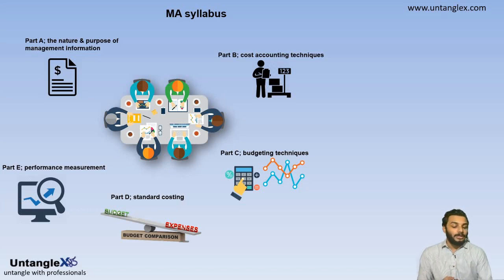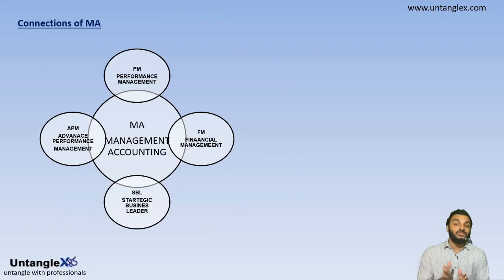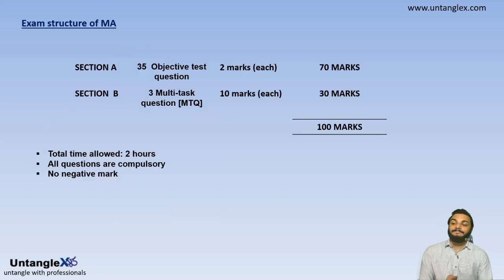Okay, and now looking into the connections of the paper management accounting. Management accounting is a paper which is connected with many other later papers, that is performance management, financial management, advanced financial management, advanced performance management, and also strategic business leader. So there are many papers which come after management accounting. Management accounting is a base for all these papers, so it is an important paper when looking into your ACCA journey. Okay, so now let's move on to the examination structure.